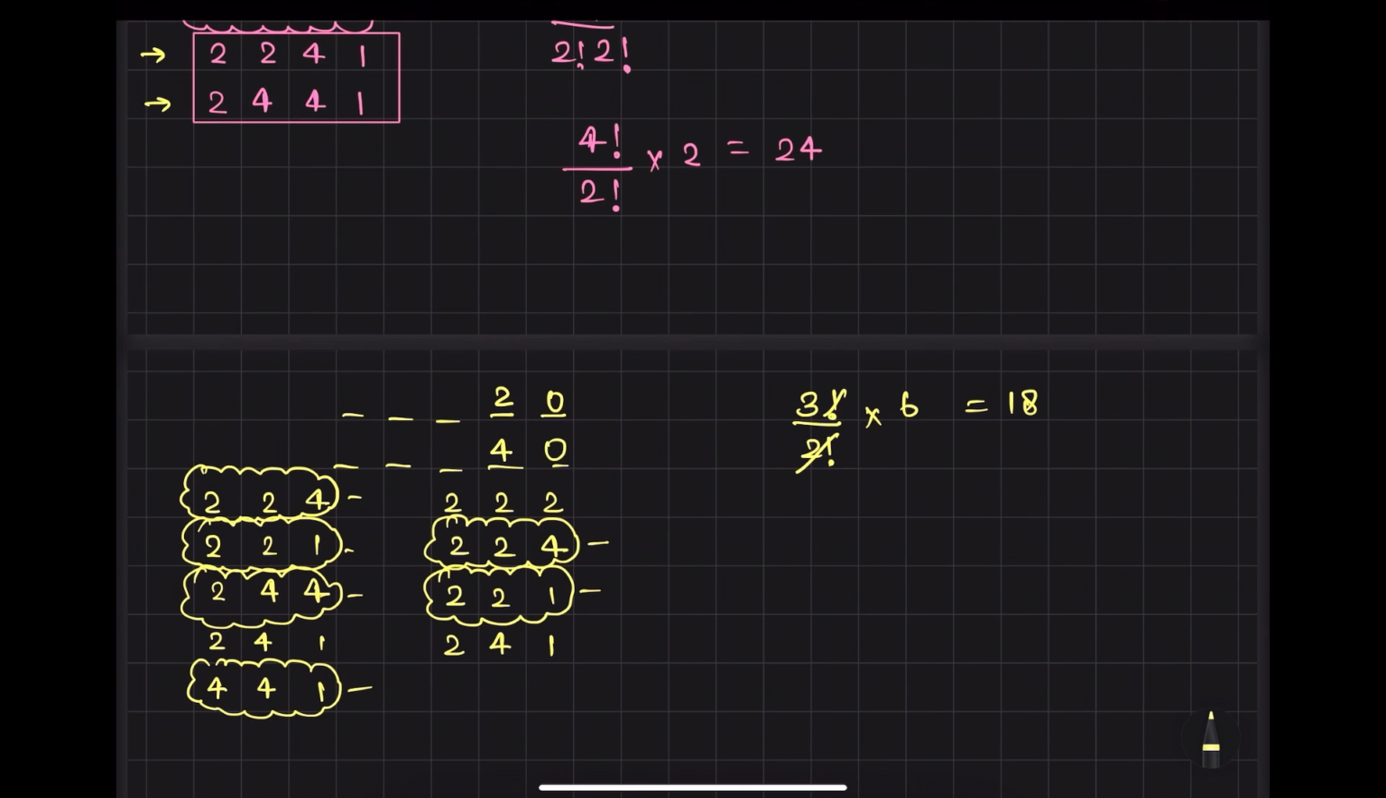Now we have this case where all 3 numbers are the same, so 3 factorial by 3 factorial is 1. So we are left with 1. Now we have the case where all 3 numbers are different. So it is 3 factorial into 2 times, so it is 6 into 2, 12. So the total is 18 plus 1 plus 12, which is 31.